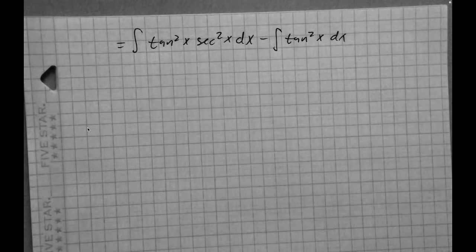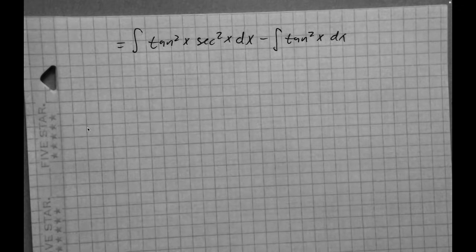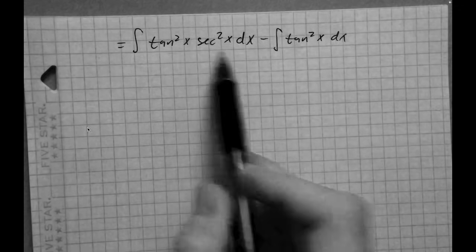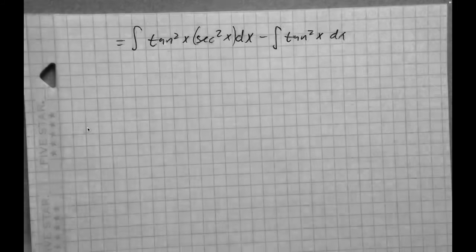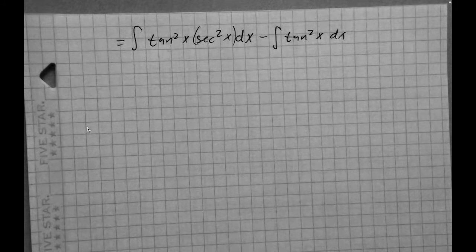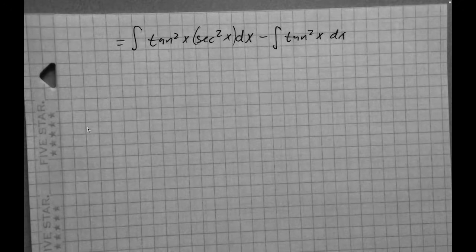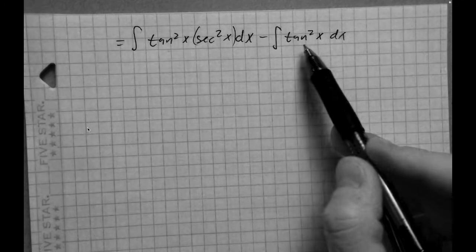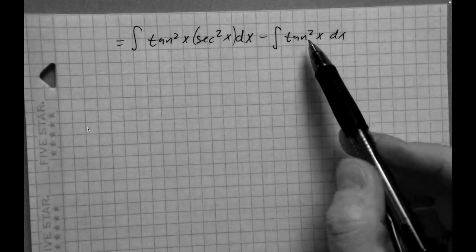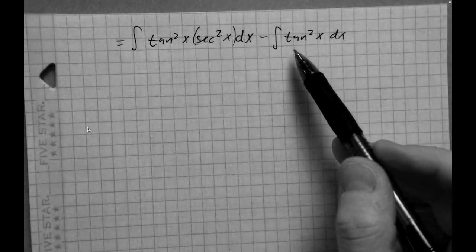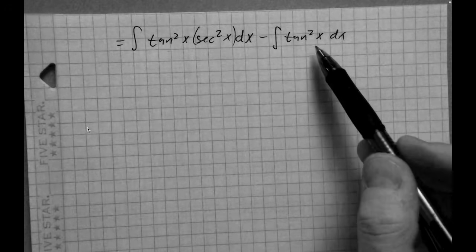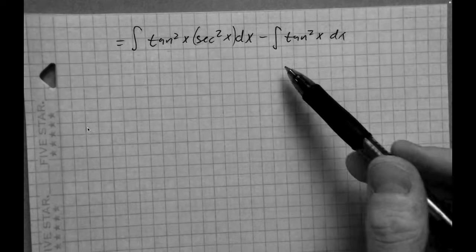Now, what I can do next is, so this part's really ready to go, right? Because I've got the secant squared here. So if I use tangent as my u, I've got du is secant squared. Over here, though, I don't have that. I don't have it set up for that yet. So I need to do basically the same thing over again. Okay, so let's see what happens here.